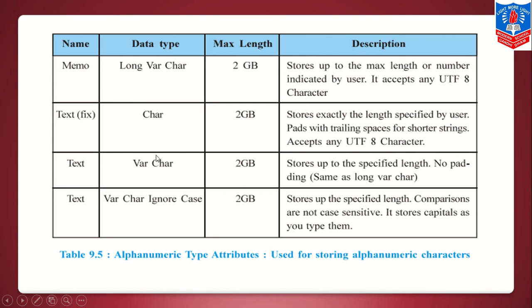You can see here, children, the alphanumeric data types: memo, text. Memo, long varchar takes 2 GB maximum length, stores up to the maximum length indicated by the user, and accepts any UTF-8 characters. Then we have char 2 GB, varchar 2 GB, varchar ignore case 2 GB. Ignore case is not case sensitive; case sensitive stores capitals as you type them and small letters as you type them. So ignore case means no restriction on capital or small cases in the alphabet.